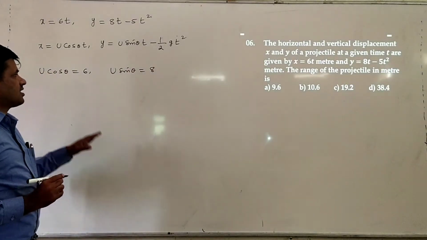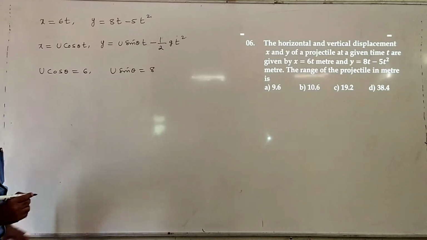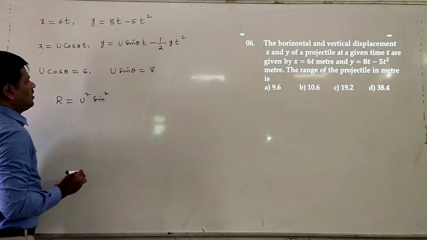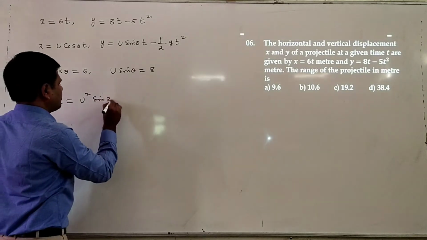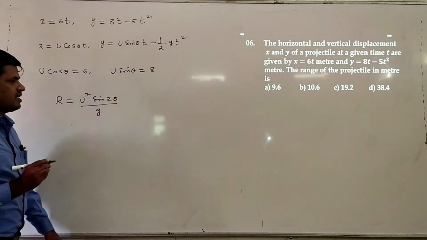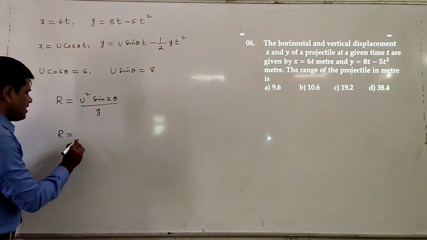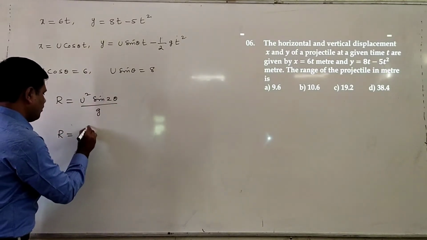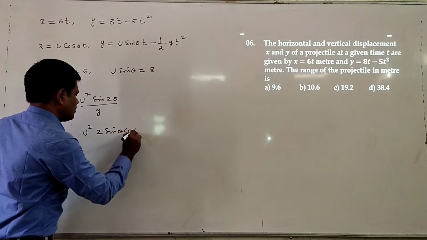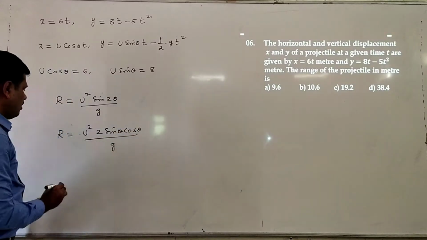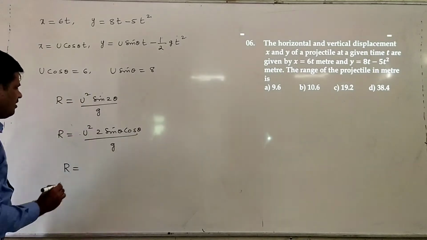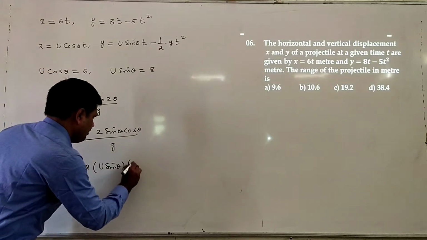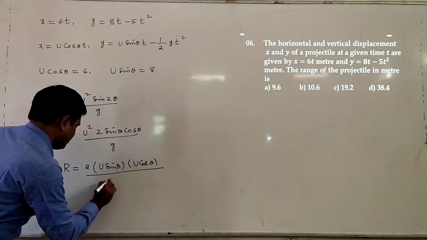Now the range is being asked. We know u cos theta, we know u sin theta. The range formula is u square sin 2 theta by g. Now this is 2 sin theta cos theta, I am writing here like this. u square into 2 sin theta cos theta by g. Now what are we getting here? R is equal to 2, writing it in front. The remaining I am changing like this: u sin theta into u cos theta by g.